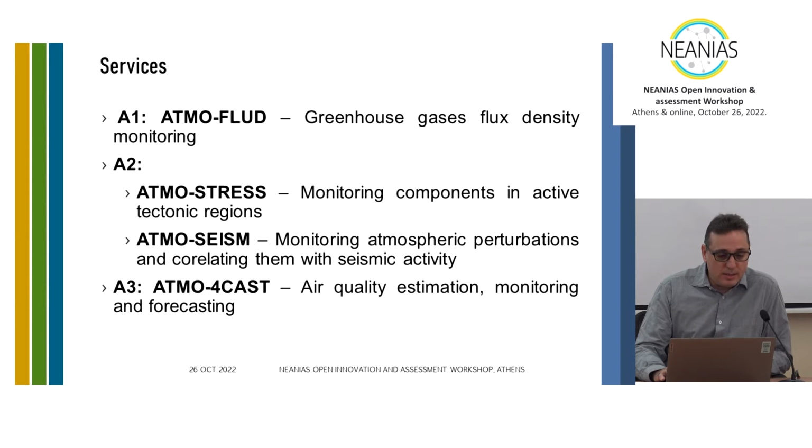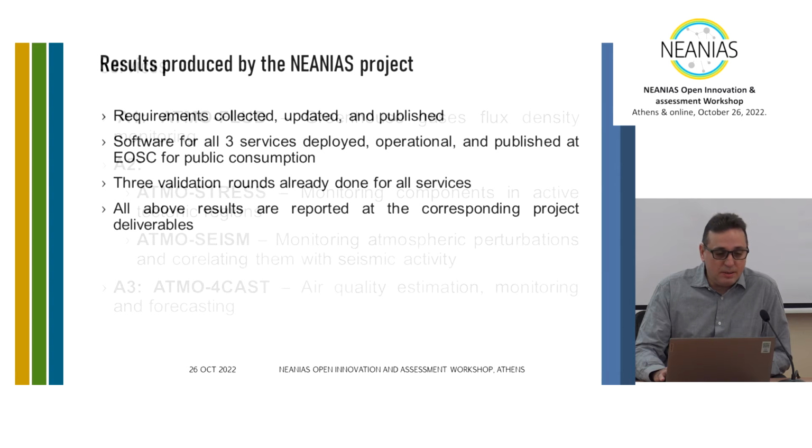Three basic classes. The first one is called AtmoFlat, and it's about monitoring greenhouse gases flux density. The second one is basically a set of two services. The first one, Atmostress, is for monitoring components in active tectonic regions. And the second one is about correlating atmospheric fluctuations with seismic activity. The final one, the third one, is called Atmoforecast, and it's about air quality estimation, monitoring, and forecasting.